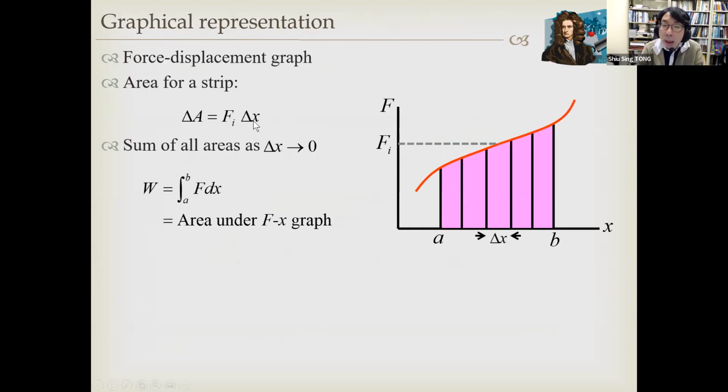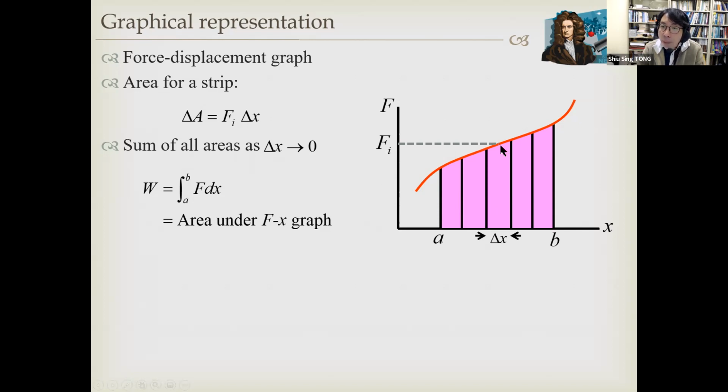Now, how do we visualize the work done graphically? We can plot a graph of f versus x. The vertical axis is the force. The horizontal axis is the displacement. So the force varies as the object travels. It varies with x like this. Now we divide it into many strips. And for each of the strips, the width, the displacement, is delta x, which is sufficiently small.